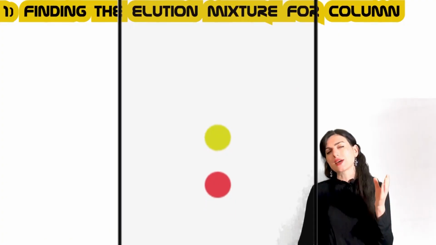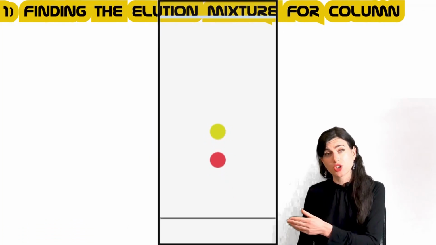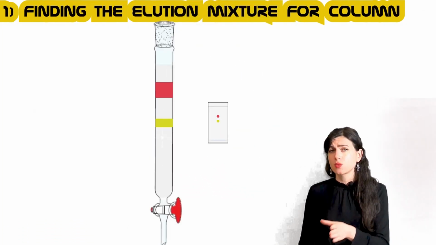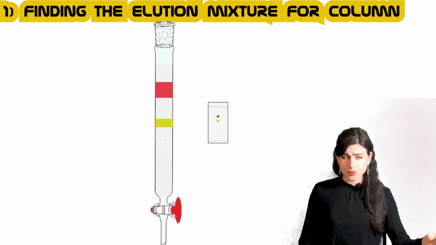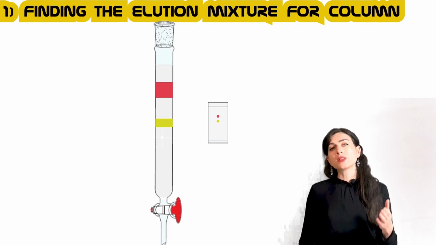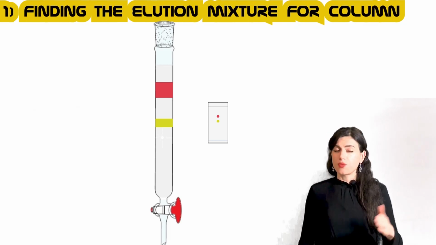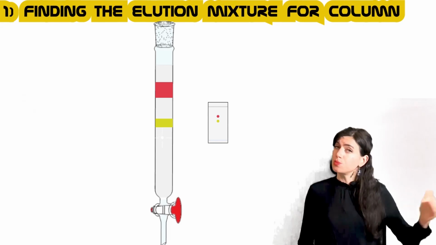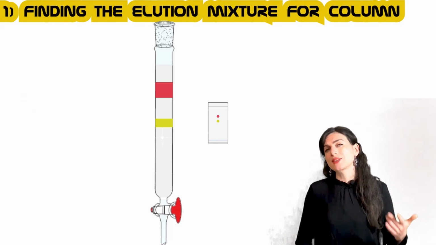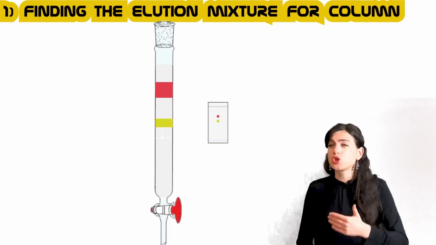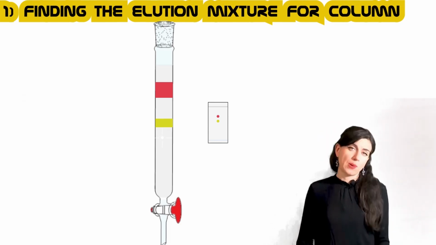Since TLC is a smaller scale version of column chromatography, it can be used with the same stationary phase as a small scale model for column chromatography. So I can spot small quantities of my sample on TLC and try various elution mixtures to see which one separates my compounds best, and therefore which elution mixture is best for the column chromatography.